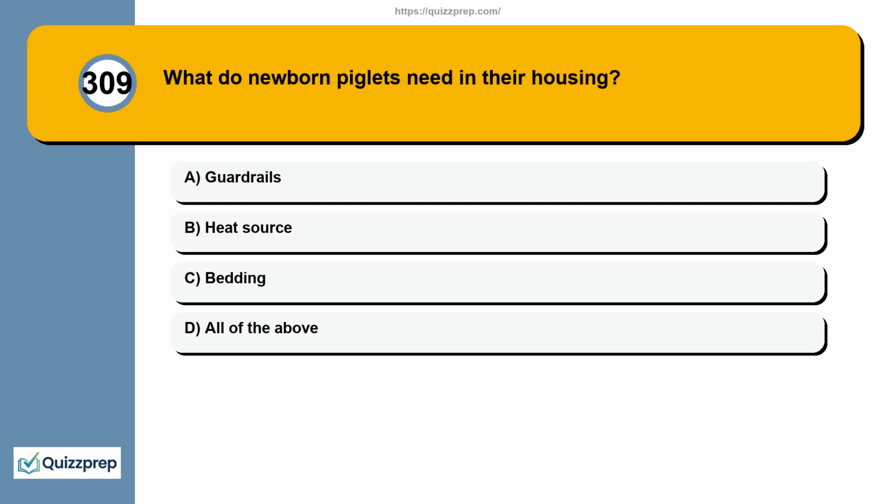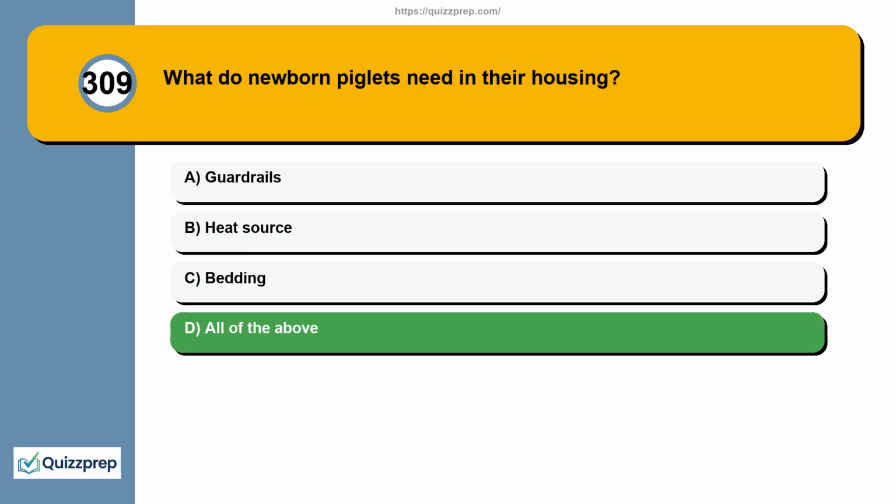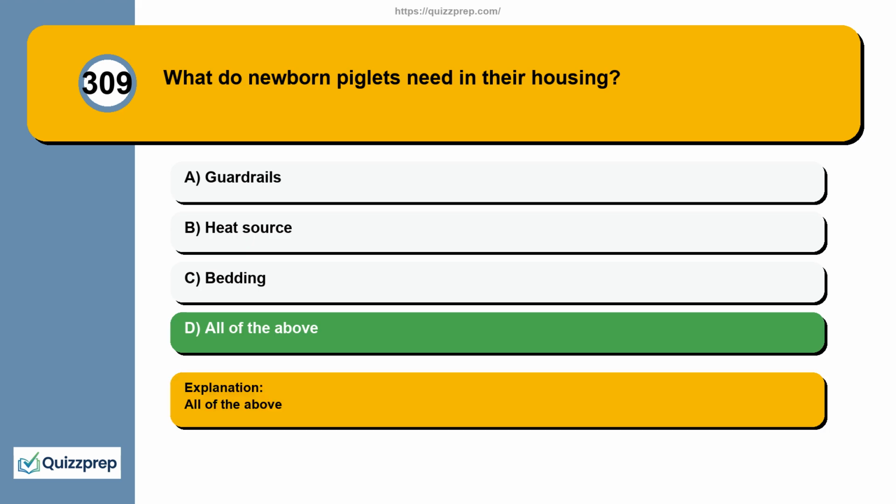Question 309. What do newborn piglets need in their housing? Option A. Guardrails. Option B. Heat source. Option C. Bedding. Option D. All of the above. The correct answer is option D. All of the above.